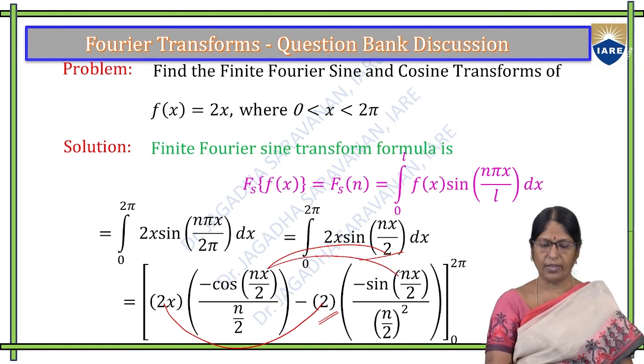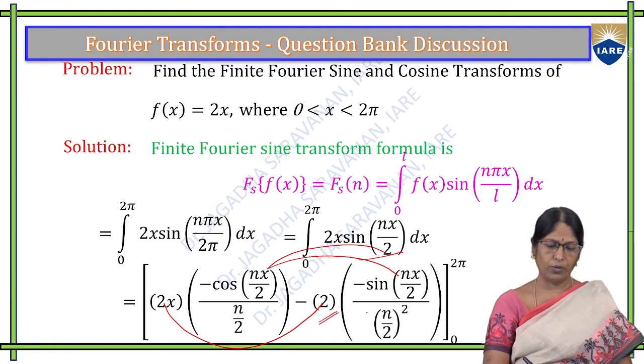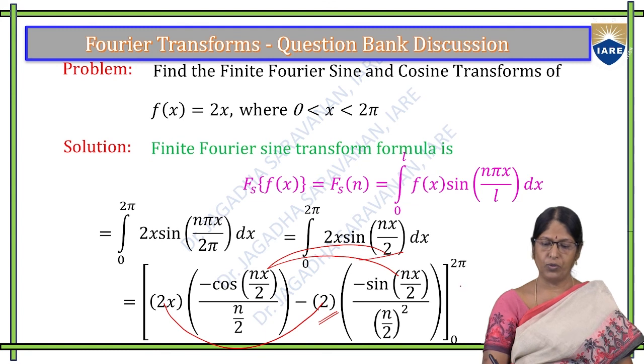Then again this integration, that is minus is written as it is, cos of the term, that is sine of the term divided by n by 2. So n by 2 into n by 2, n by 2 the whole square. So 0 to 2 pi.